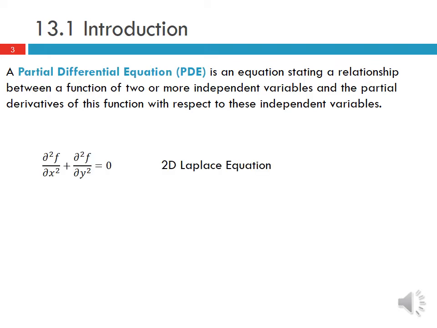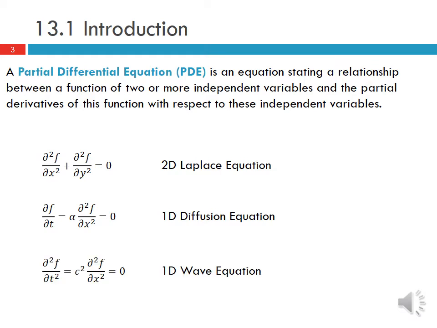There are several classic PDEs that describe various phenomena in engineering. For example, this equation here, partial 2f by partial x squared plus partial 2f by partial y squared is equal to 0, is the 2D Laplace equation. This shown here, partial f by partial t is equal to alpha times partial 2f by partial x squared, is the one-dimensional diffusion equation. And what's shown here, partial 2f by partial t squared is equal to c squared times partial 2f by partial x squared, is the one-dimensional wave equation.